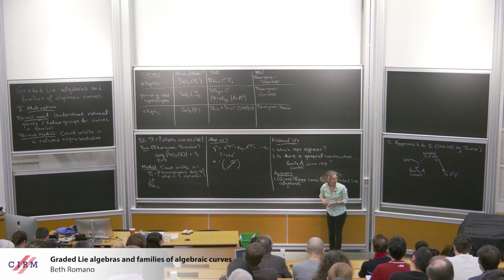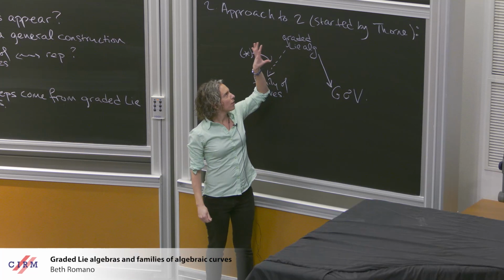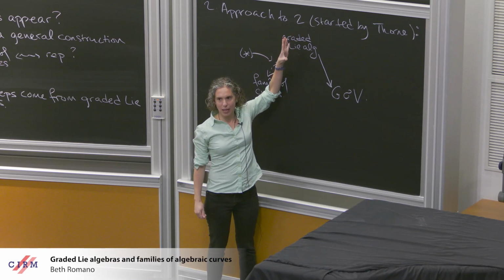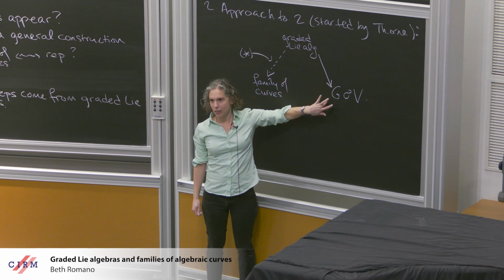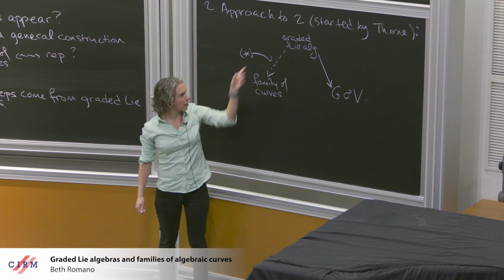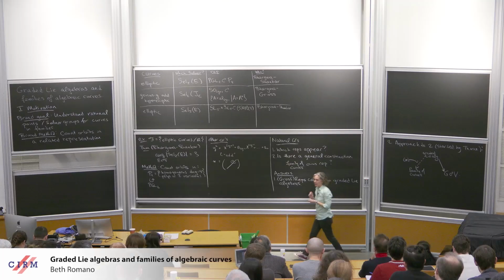Okay, so I promised you that I would talk about this arrow. First, the next things we'll do are define a graded Lie algebra, or show you how to get one, and show you how to get this arrow from a graded Lie algebra to a representation. And then we'll talk about the other arrow. But any questions before we do that?